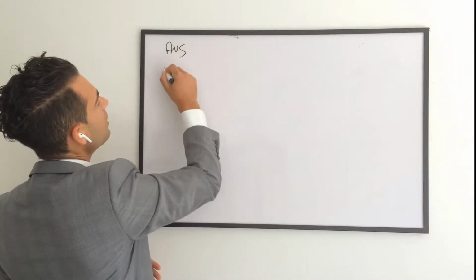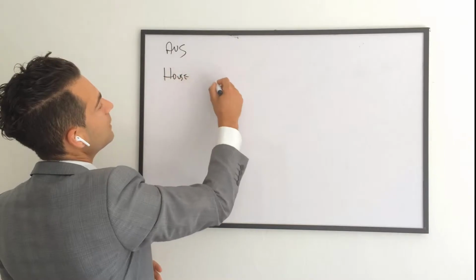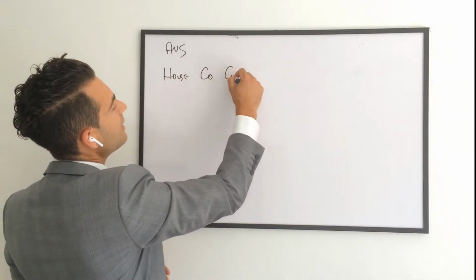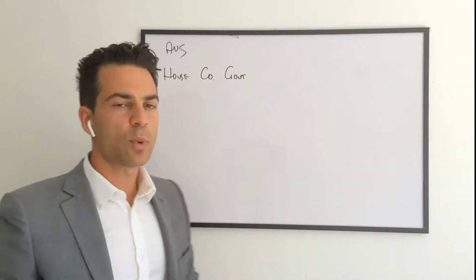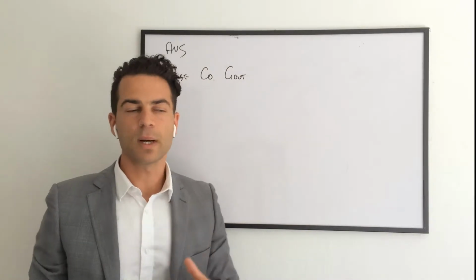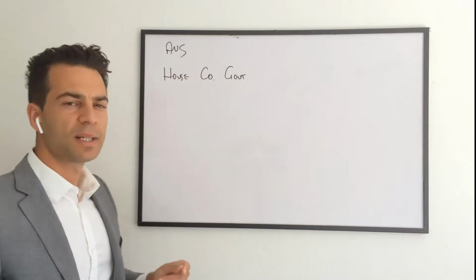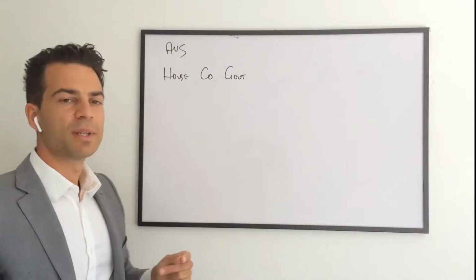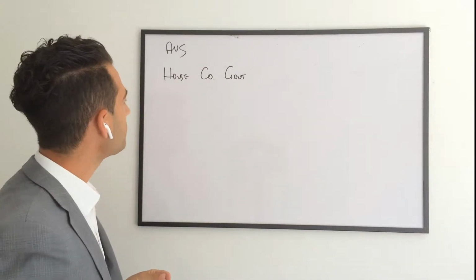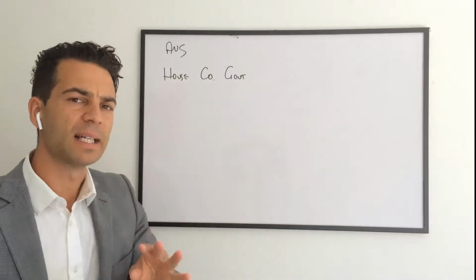We have households, companies and a government. And each one of them earn money in different ways. If you think of a household, usually through a salary, a company through revenue, and the government through taxation revenue. We also spend money in different ways.